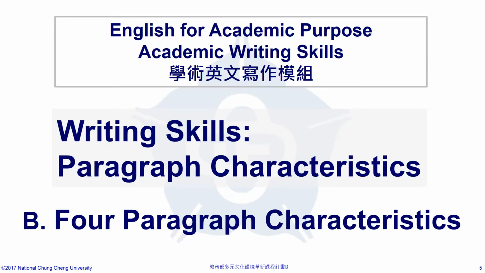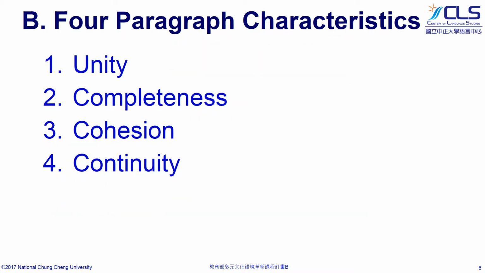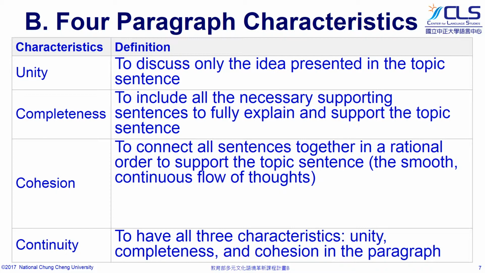Now, let's move on to learn the 4 paragraph characteristics. A well-written paragraph will include the following 4 characteristics: unity, completeness, cohesion, and continuity. As we can see, first, unity means the paragraph should discuss only the idea presented in the topic sentence, and irrelevant ideas should be deleted.